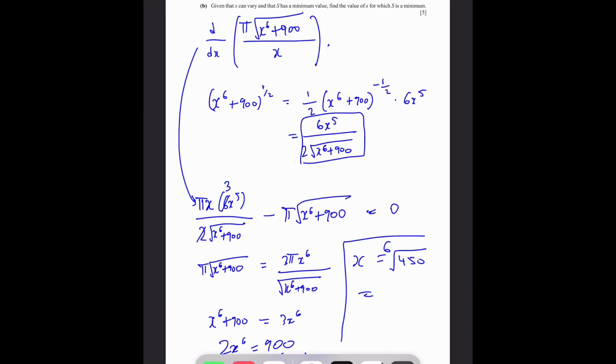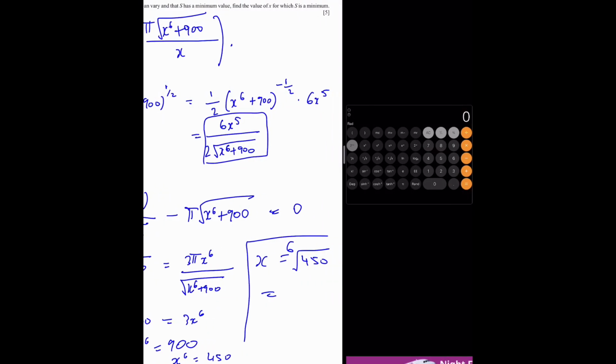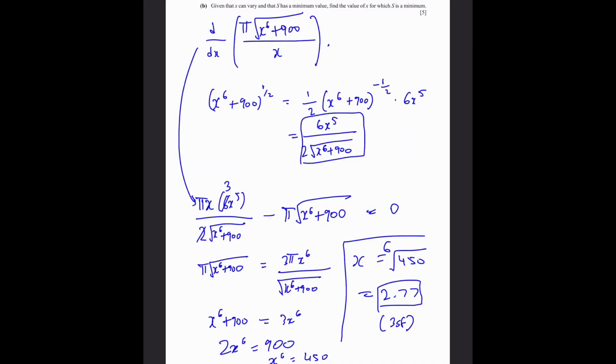Now we just use our calculator to get the value of x. So 450 to the 6th root, 2.77 centimeters to 3 significant figures. You do not really need to write centimeters, just writing the value is good enough. Let's go to question 12.